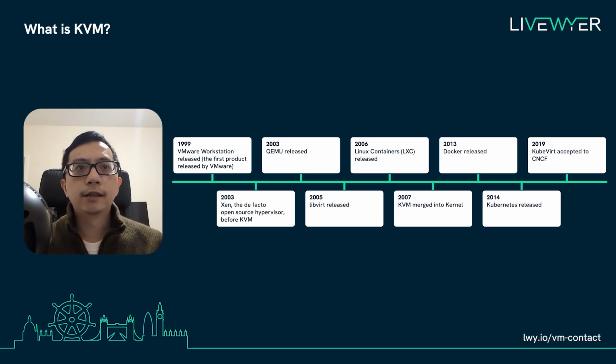But Kubernetes is a container orchestrator and containers aren't virtual machines. So in September 2019, KubeVirt was accepted by the Cloud Native Computing Foundation. And this open source project enables the running and managing of VMs in Kubernetes clusters.